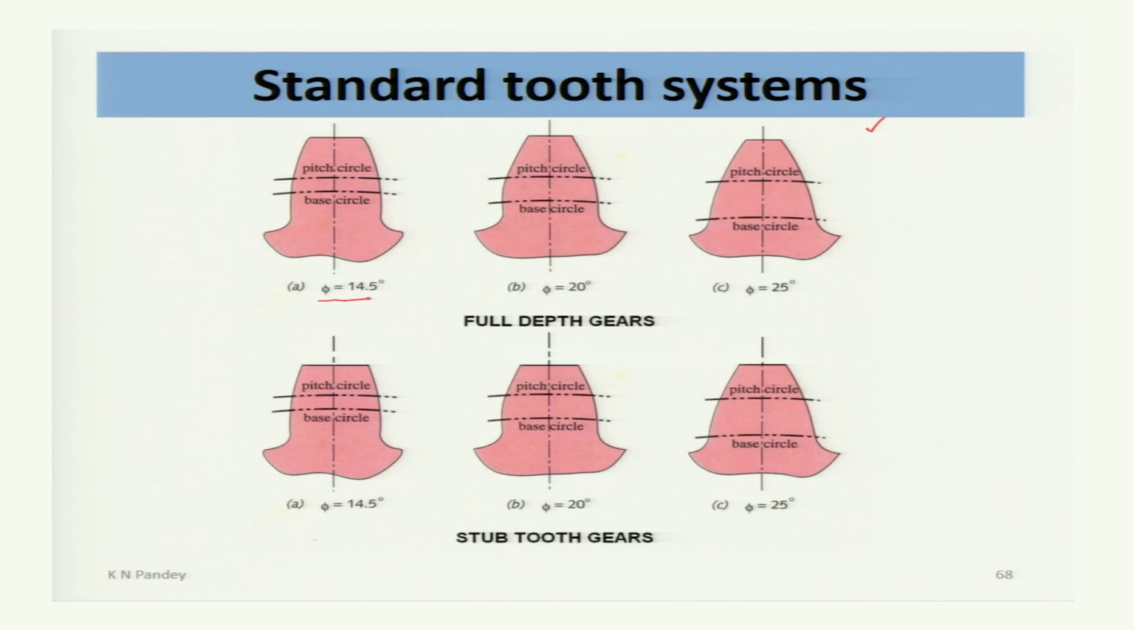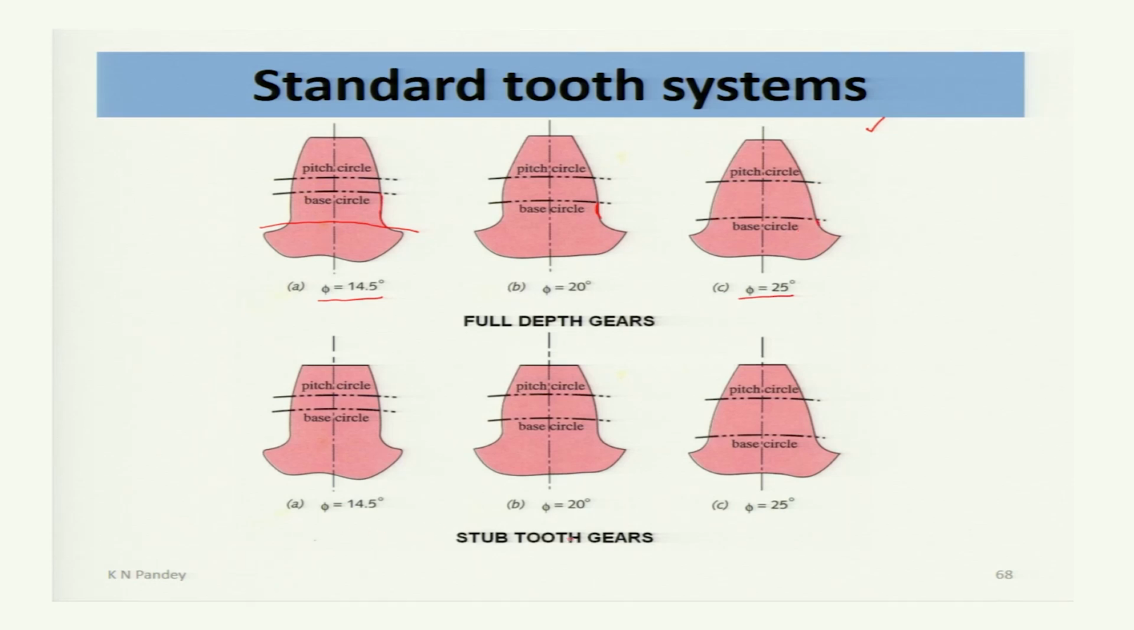With the pressure angle of 14.5, you may see that the base circle is very much above the root circle, and so the non-involute parts are more. But with the increase in pressure angle, the base circle comes down toward the pitch circle, and so the non-involute part is lesser. With further increase in pressure angle, the base circle comes down further, and so the non-involute part is very, very small.